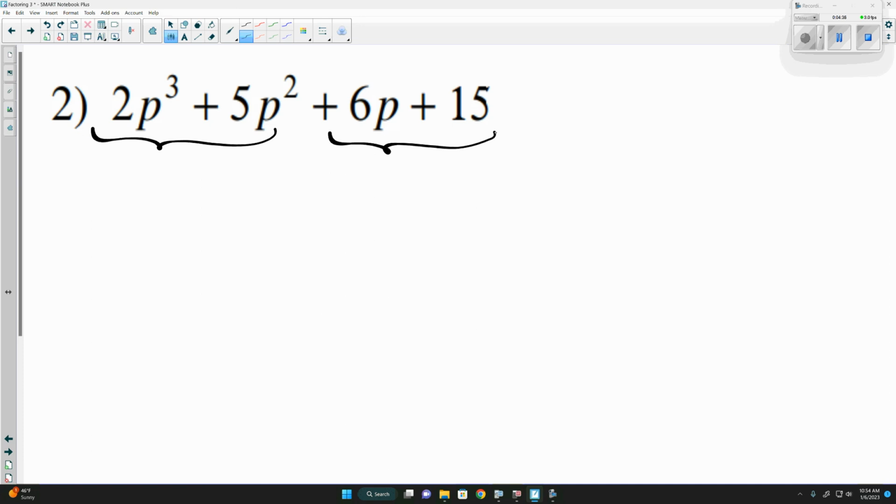And we're looking for a greatest common factor. Between 2p to the third and 5p squared, there's not a greatest common factor for the numbers because 2 and 5 don't have one. But if we look at p to the third and p squared, they do have a greatest common factor of p squared, because we can take p squared out of both terms. If we factor p squared out of 2p cubed, we're left with 2p. Plus, the 5 will stay, but the p squared will factor out completely.